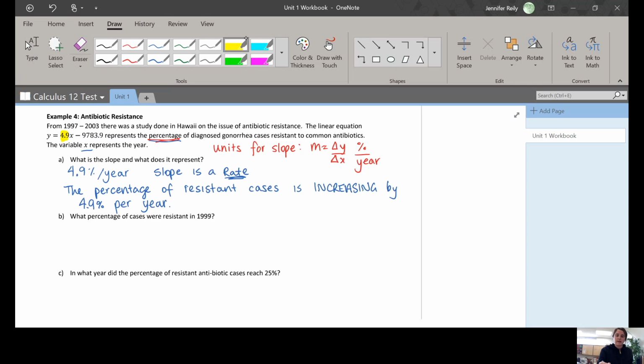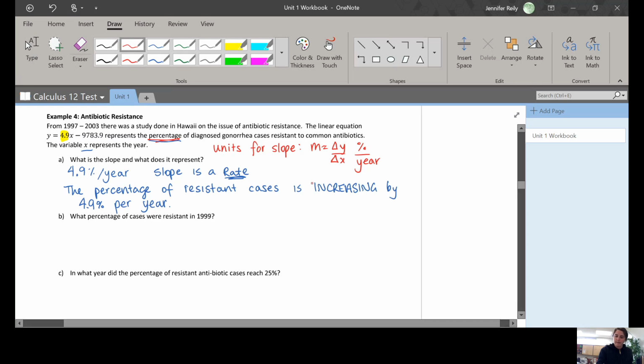Okay, so in your answer, if a question asks you to describe what a slope represents, I should always see this increasing or decreasing in your answer, because slope is a rate. So if it's a positive number, something is going up by a certain amount, it's increasing by a certain amount. If it's a negative number, that thing is going down by a certain amount. Okay, and you should always have the correct units in your solution as well.